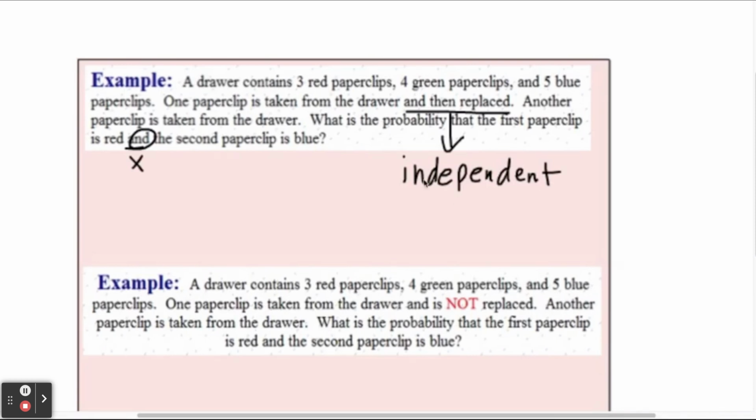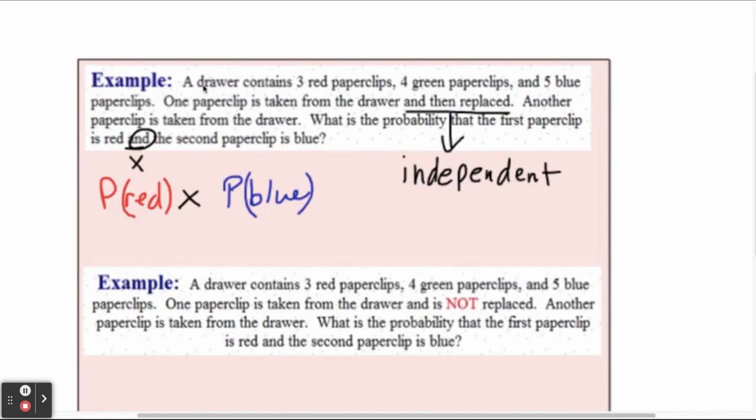Now let's actually get into what probability we're trying to find. It says, what is the probability that the first paperclip is red and the second paperclip is blue? So we're going to find the probability of getting a red, and we're going to multiply it by the probability of drawing a blue paperclip.